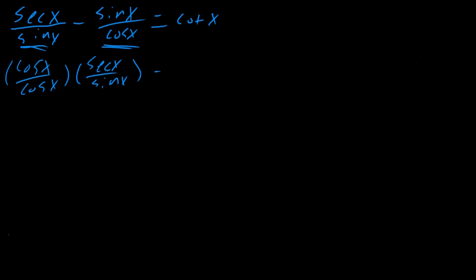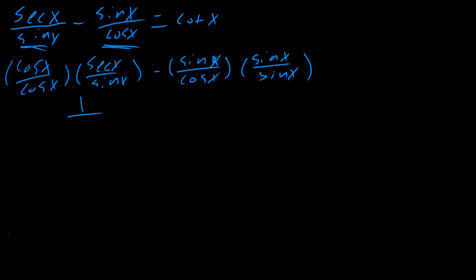And then we're going to multiply sine of x over cosine of x, sine of x over cosine of x by sine of x over sine of x. So cosine of x times secant of x is just 1, since secant x is the reciprocal of cosine of x. So that means it's just 1.